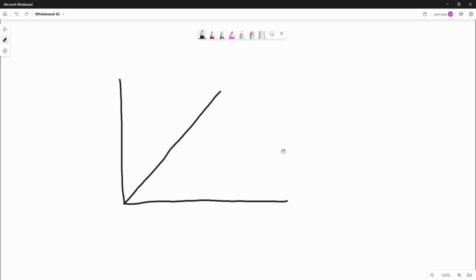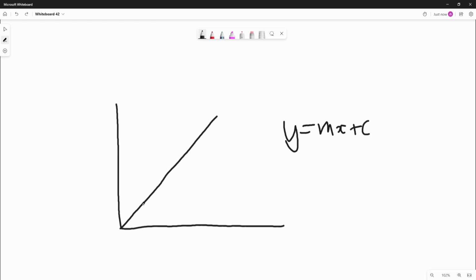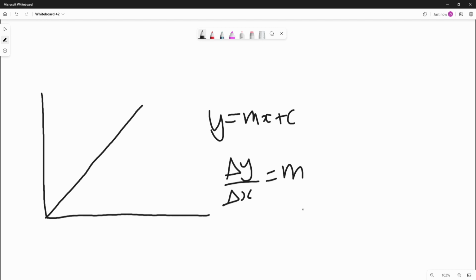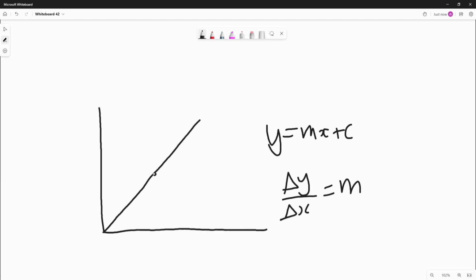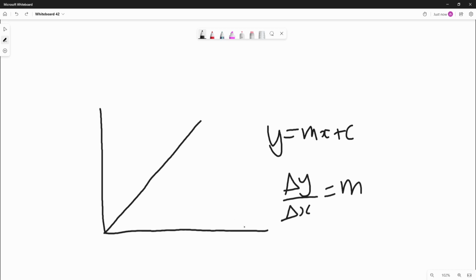A straight line can always be written in this form: y equals mx plus c. m is the gradient, c is the y-intercept. And if you choose 2 points and you try to find the gradient, which is the change in y over the change in x, you'll get that same answer, m, which is the gradient. If you do that here, you'll get the same again. So the gradient, the rate of change, is constant.